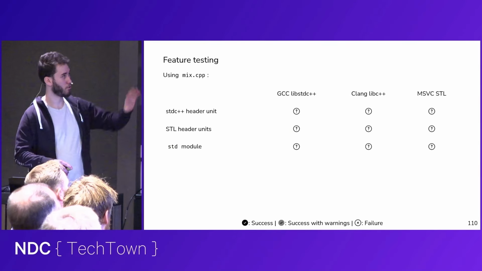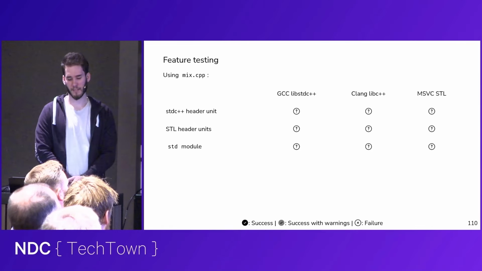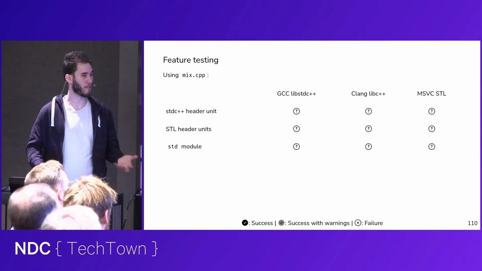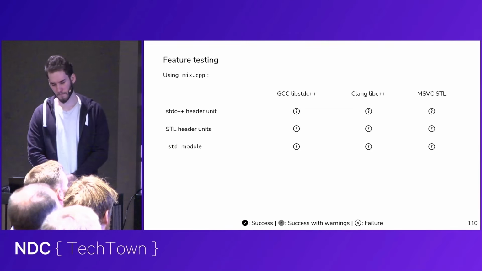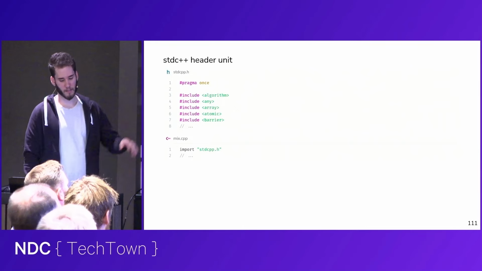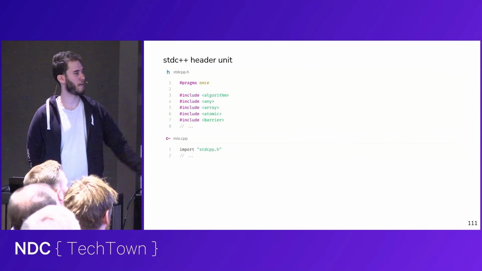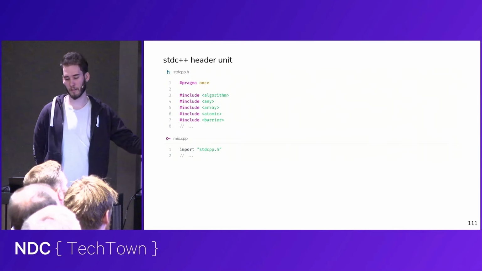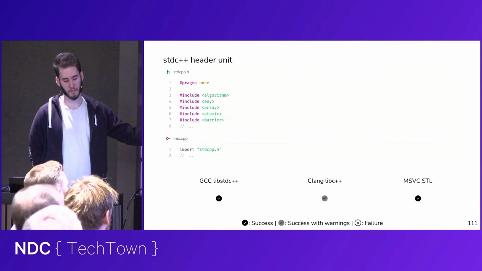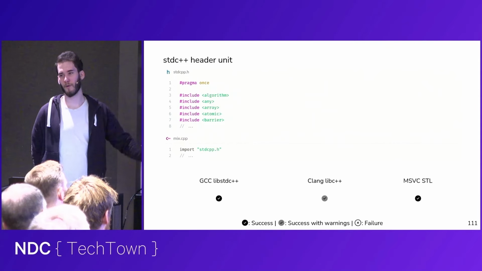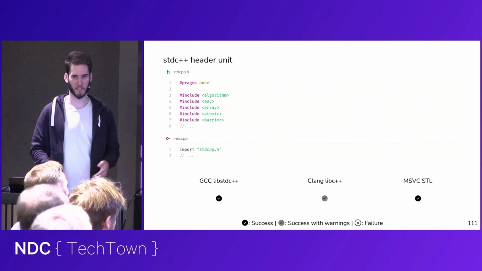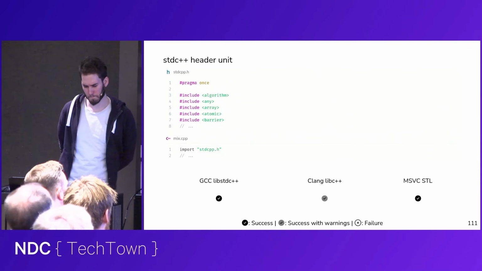For that, I wanted to use that mixed cpp file from the previous slides and just try it out, just see what I can get it to compile with. The first thing that you can do is just define this std C++ header unit that we showed before. So just include everything there, transform it into a header unit and import. And every compiler is able to do it, aside from Clang just giving you a warning and saying that it's still in an experimental phase. But everything compiles, everything works as expected.